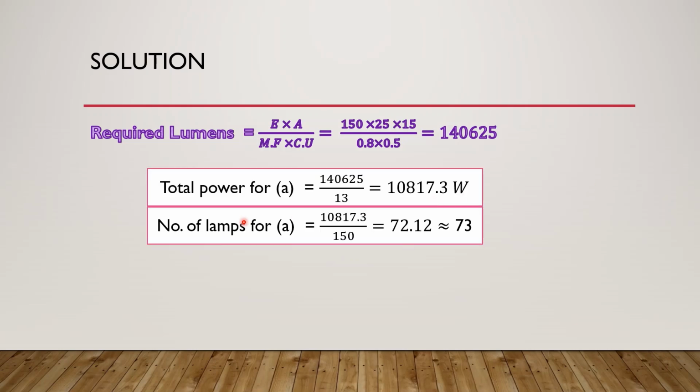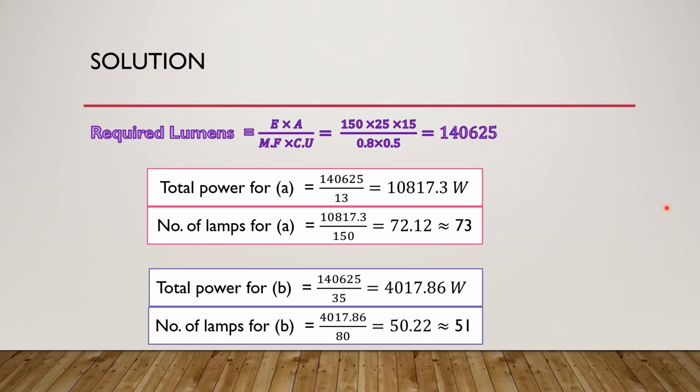Then for option A, since the efficiency of the first bulb is 13 lumen per watt, the total power for that will be dividing the lumen by 13, which is going to give us 10,817.3 watts. Then to find the number of lamps for that option, we divide it by the power of each lamp. That will give us 72.12. This is a number you have to round up, so that will say 73 bulbs or 72 lamps.